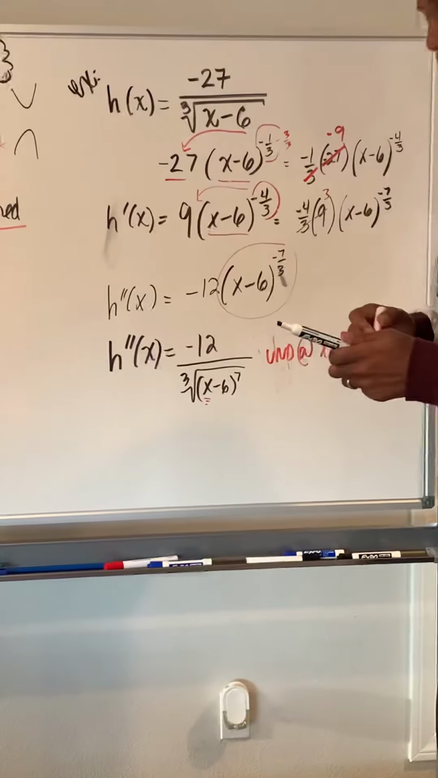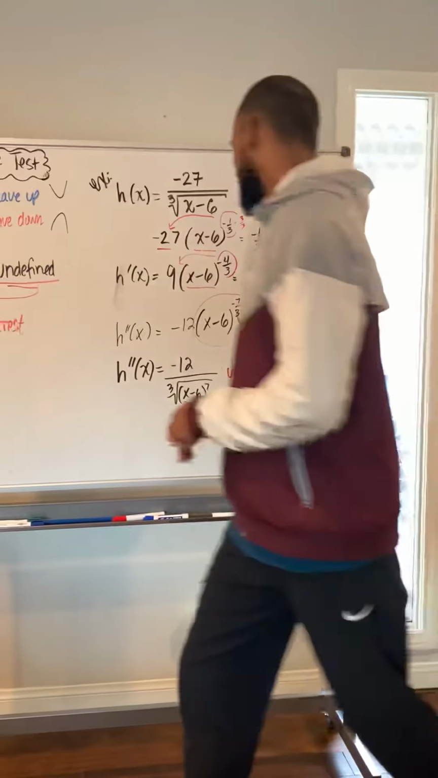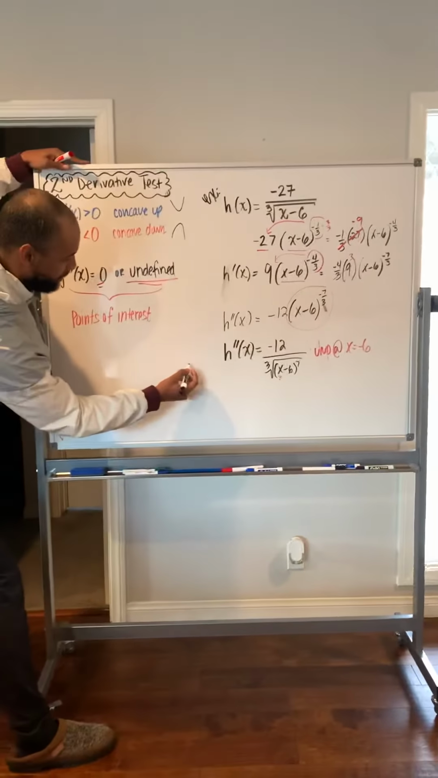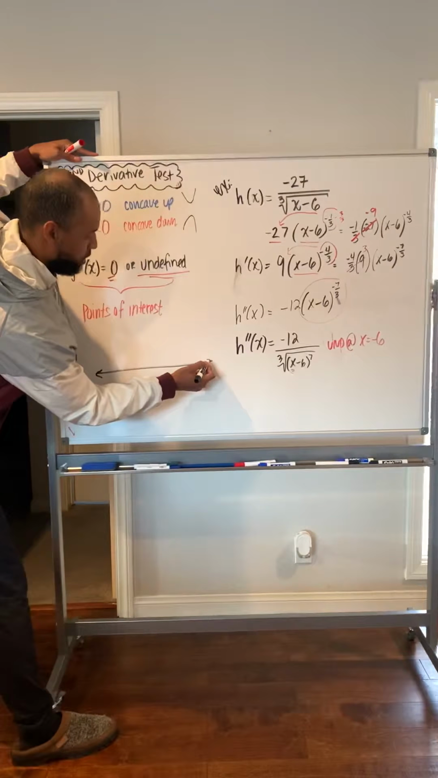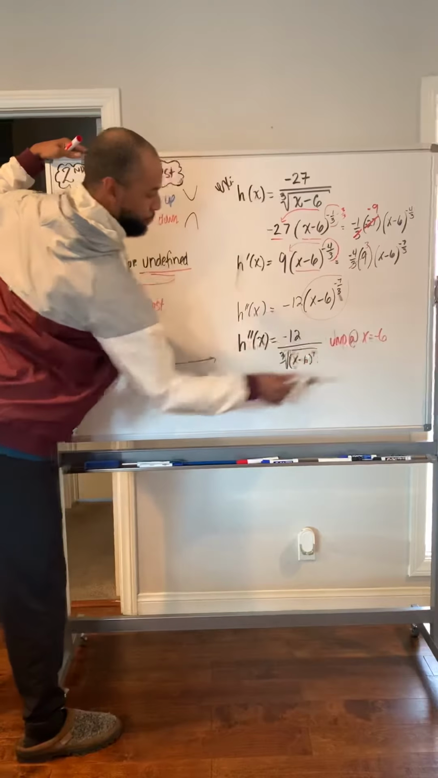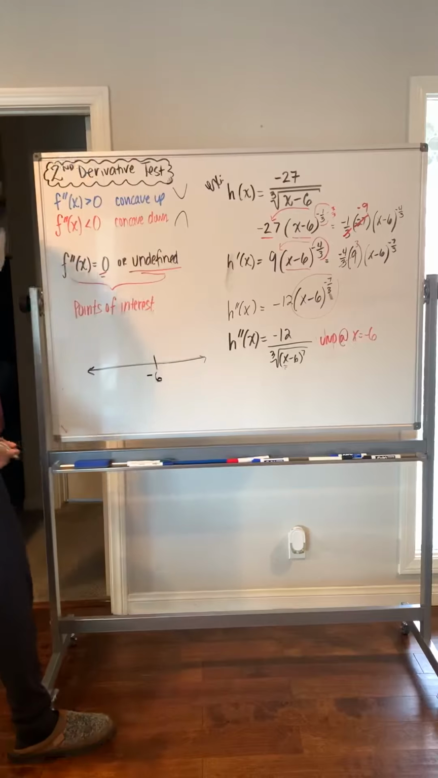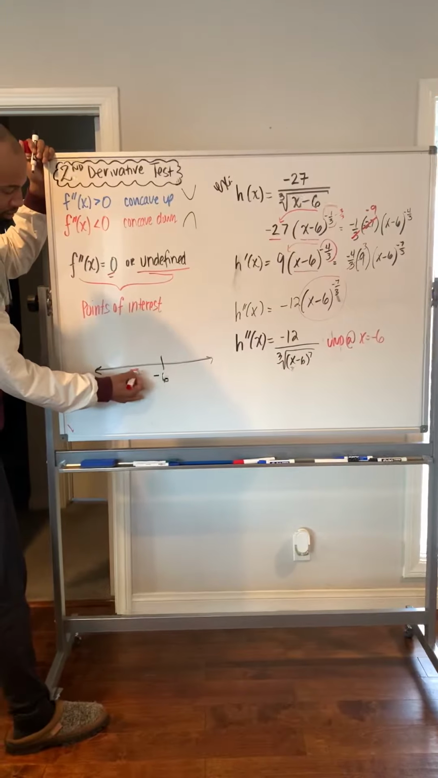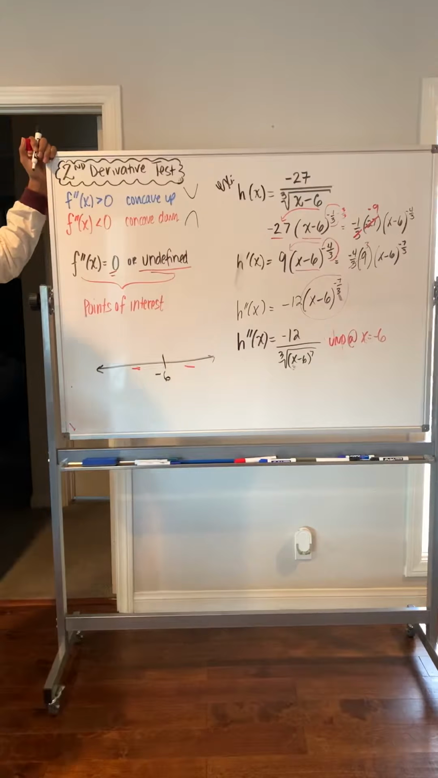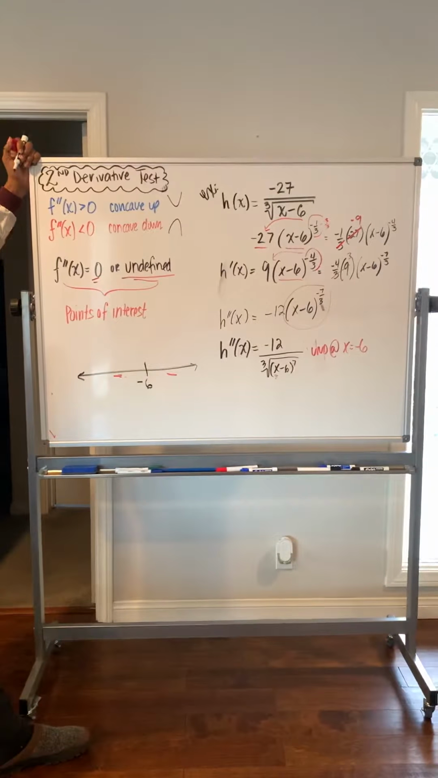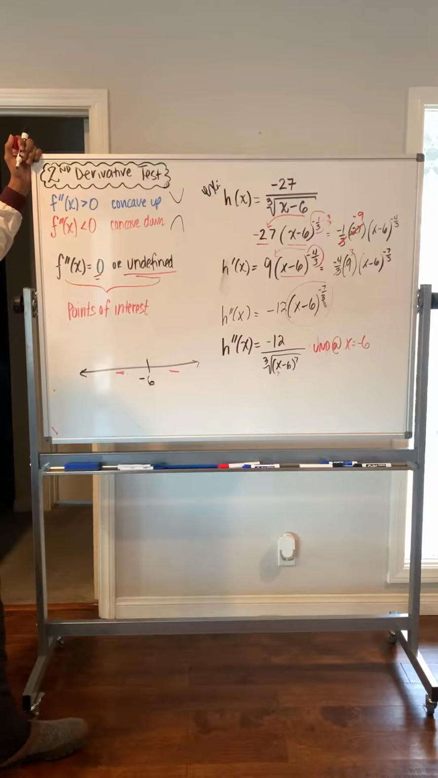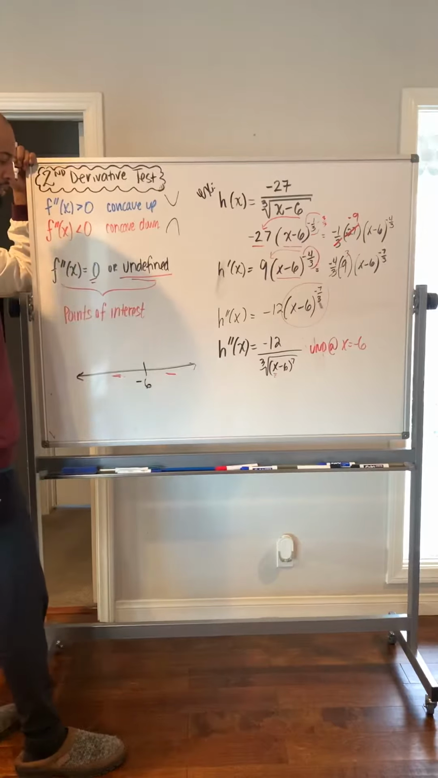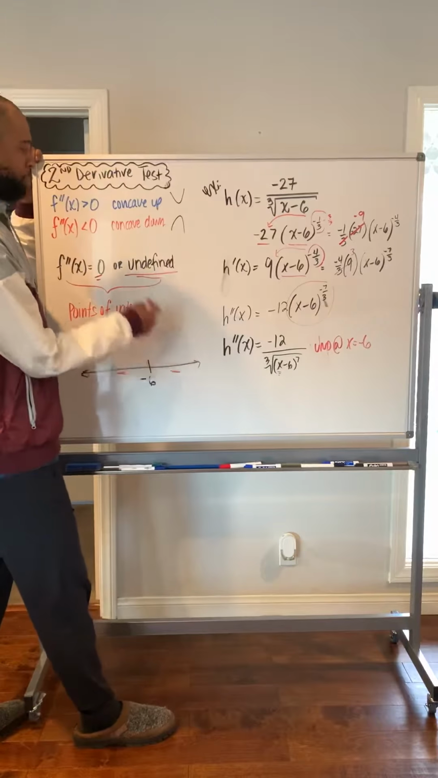Okay, we're almost there. So I'm going to make my number line, and 6 is my point of interest. So I'm going to check a value to the left and a value to the right to see when it is concave up versus concave down. Give me a number to the right. I think an easy number to check is 0, right? So if I check 0, I want to see if it's positive or negative.